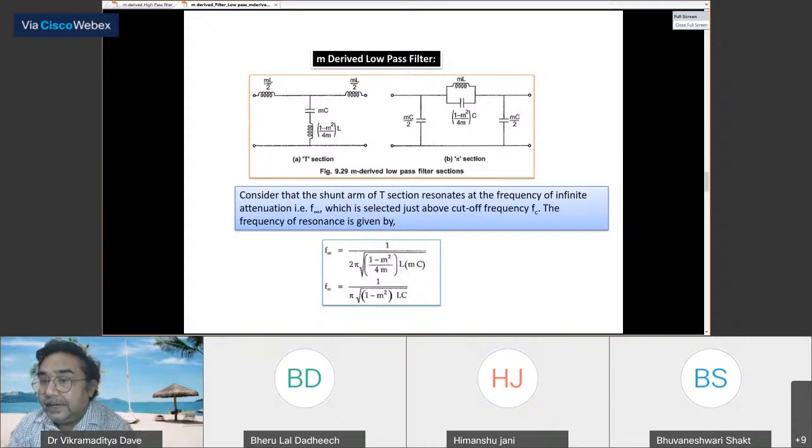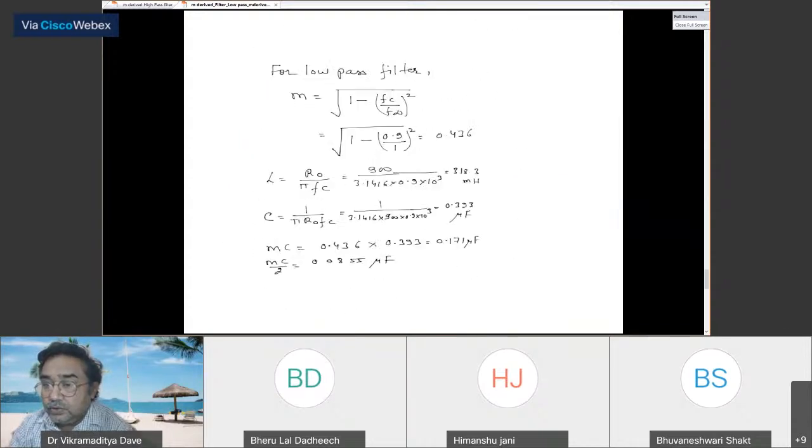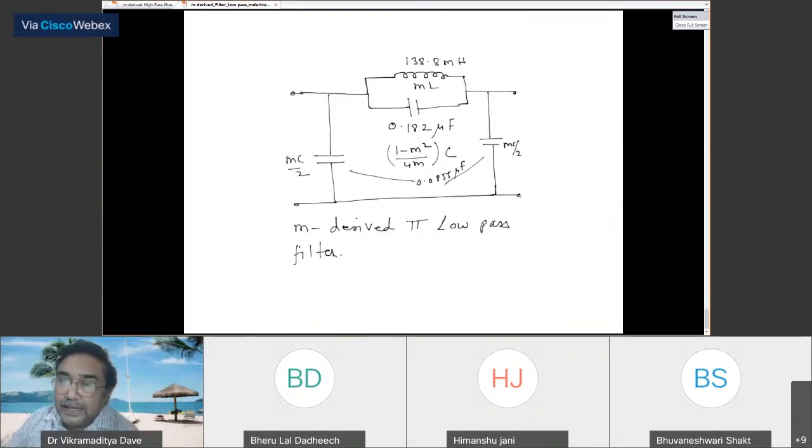And what other values? We will have ML and (1 minus M square) by 4M. So I am using here the same concept twice. MC by 2, we have already calculated, comes out to be 0.085 microfarad. And what about the series arm? It again consists of two components, inductor and capacitor, connected in parallel. The inductor value is ML, M multiplied by L, 138.8 millihenry, and the capacitor connected in parallel with the inductor has value (1 minus M square) upon 4M into C, which comes out to be 0.182 microfarad.